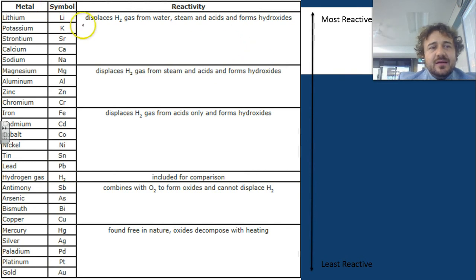So if we look at it, it goes least reactive to most reactive. You should probably copy this down. It's going to take you a little bit of time. And you see this group here, they displace hydrogen gas from water, steam and acids, and they form hydroxides. These ones here, they displace the hydrogen gas from steam and acids, and you see that we're no longer dealing with they won't do it in cold water, and they form hydroxides and so forth all the way down.